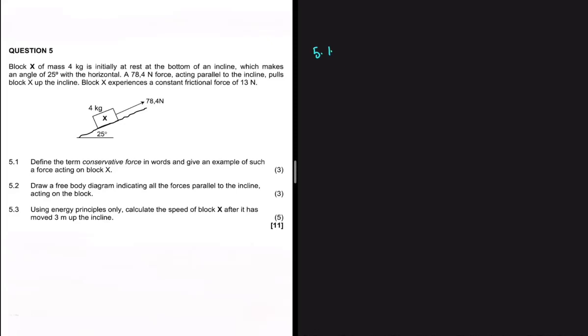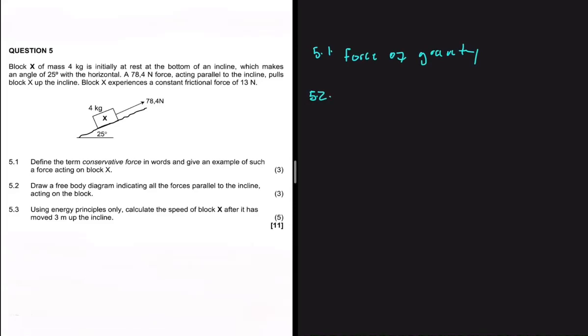In our context, in our scope, we only talk about one conservative force, which is the gravitational force, or the force of gravity, or the weight, right? So here we're going to have the force of gravity.